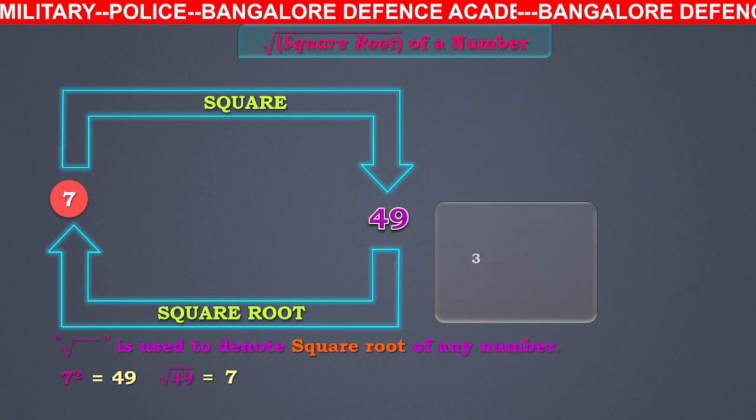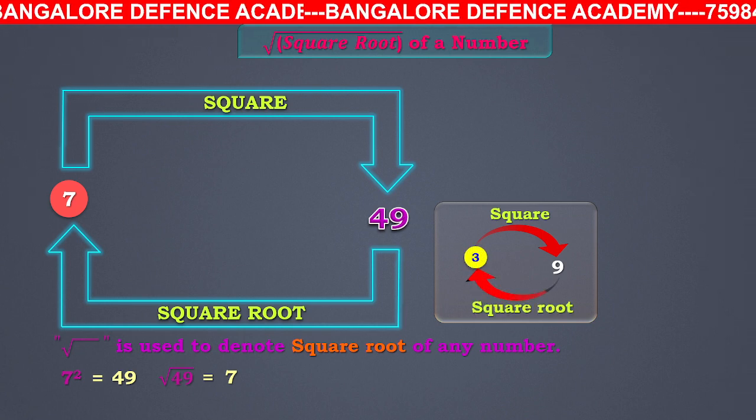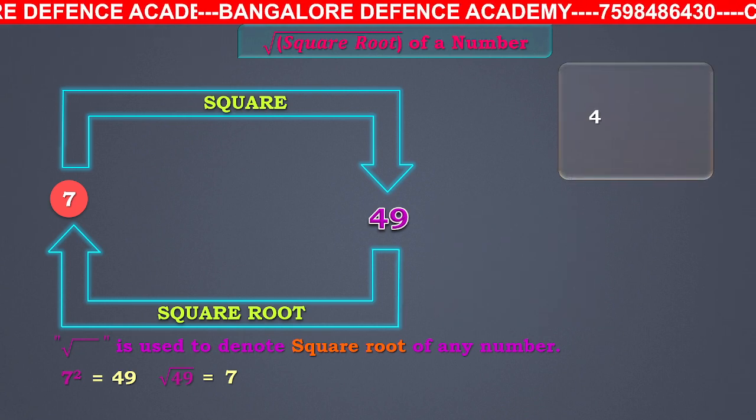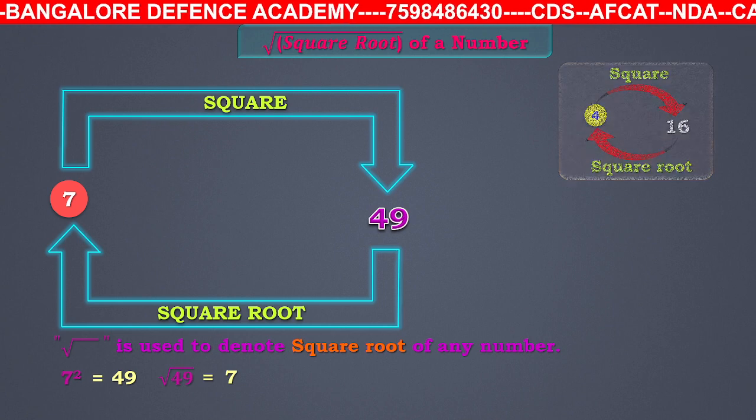Okay, so next you have 3 square, that gives me 9. And square root of 9 gives me 3. Okay, next you have 4 square, that gives me 16. And square root of 16 gives me 4.